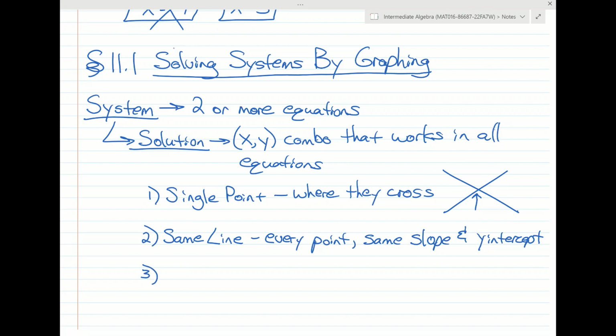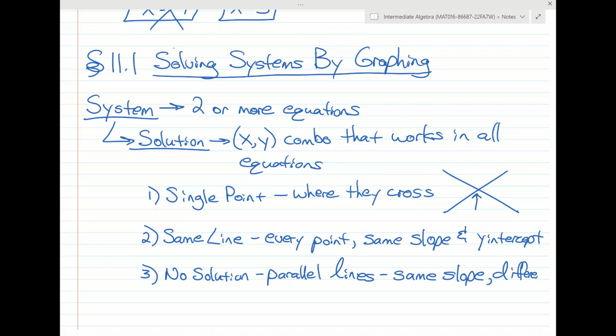And then the third type of solution is just no solution. These would just be parallel lines that have the same slope and different y-intercepts.